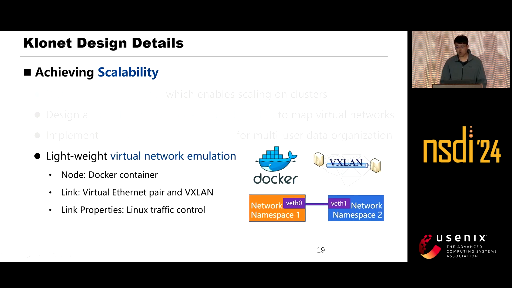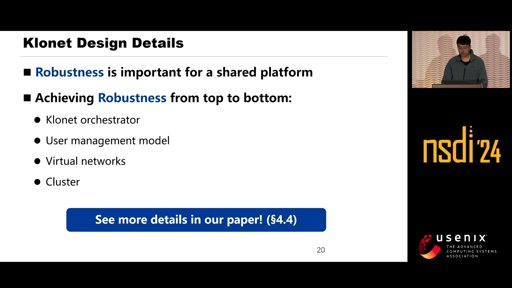To increase the number of virtual networks that can be supported on each physical server, Klonet employs lightweight virtualization technologies such as Docker containers and virtual Ethernet pairs to reduce resource overheads. For a shared education platform which provides experiment services, robustness plays a significant role in guaranteeing a smooth education process. Klonet achieves its robustness from top to bottom. Please see more details in our paper.